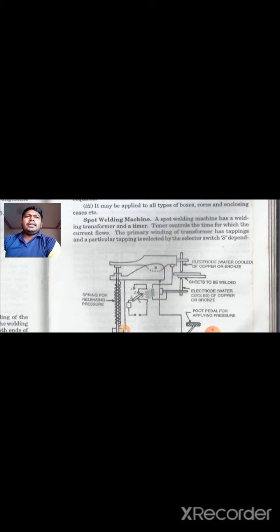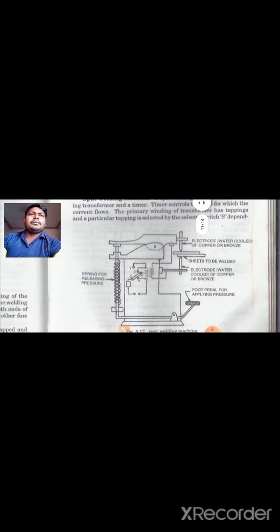Now the primary winding of the transformer has different tappings, and a particular tapping is selected by the selector switch S. Where is this S? I will show you in the diagram. So selector switch S is there. Depends. So let us first check the diagram.